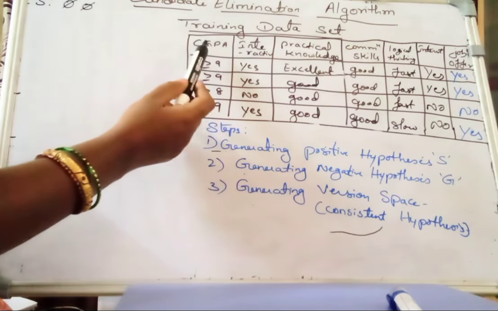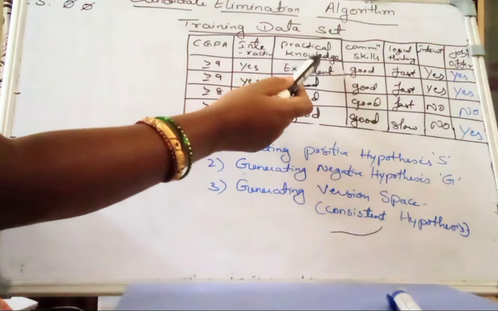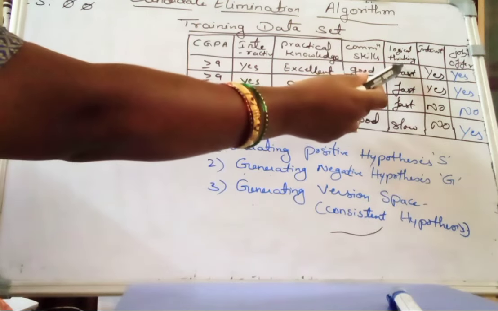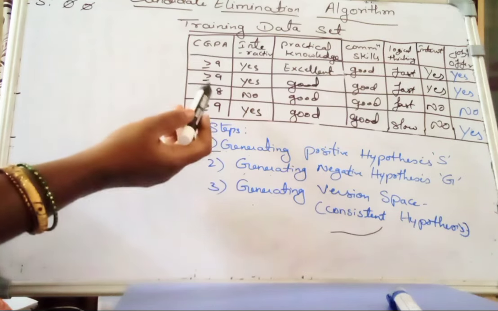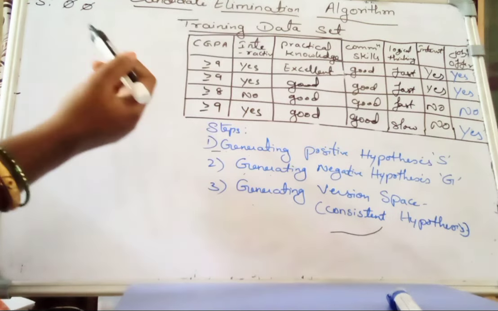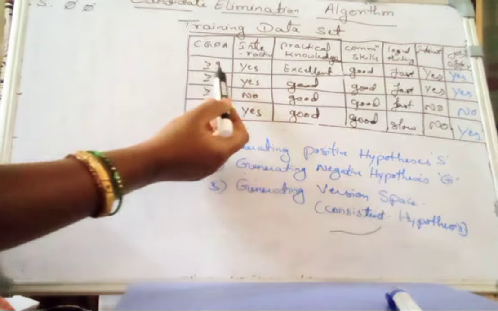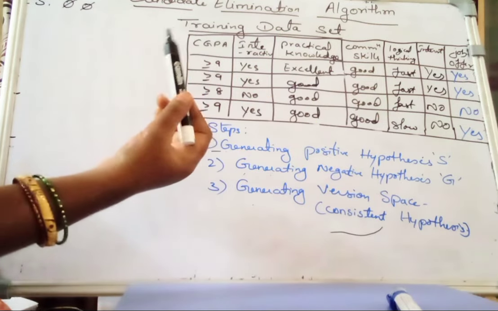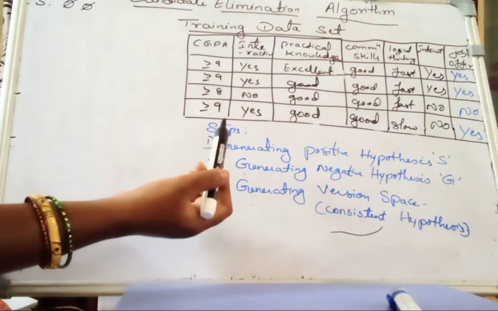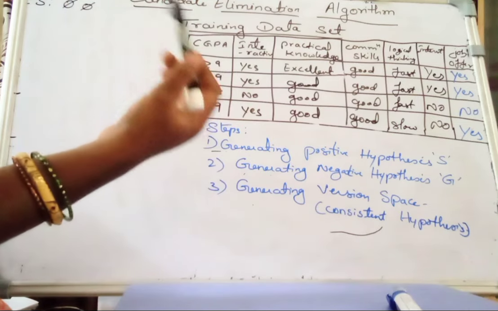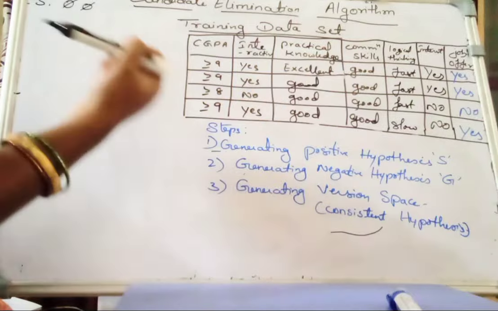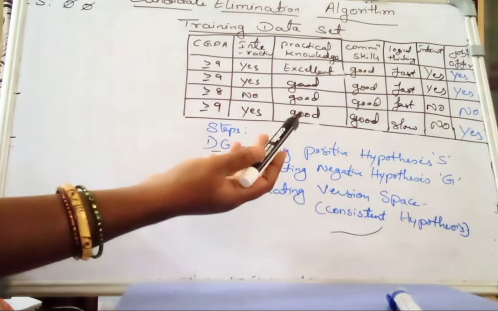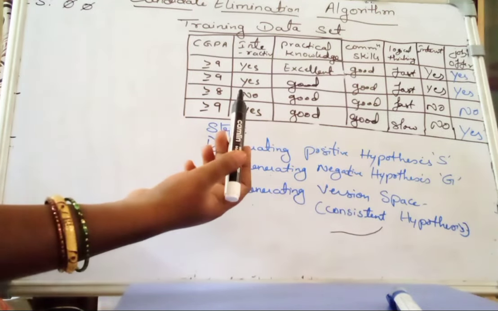The attributes are CGPA, interactiveness, practical knowledge, communication skills, logical thinking and interest. So the training data set has 6 independent attributes, and based on these parameters the model has to predict whether the student is going to get a job offer or not. Now, how are you going to train your model?